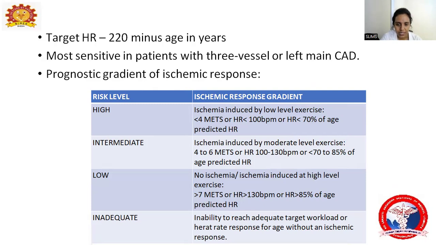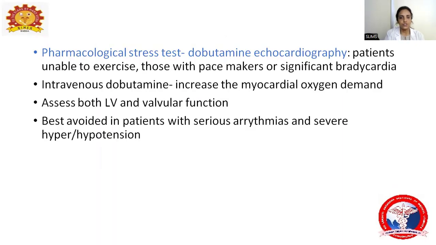Low is where there is no ischemia or ischemia induced at high level of exercise, where METs is more than 7, heart rate more than 130, heart rate more than 85% of the age predicted. Inadequate is where there is inability to reach the adequate target workload or the heart rate response for the age without an ischemic response.